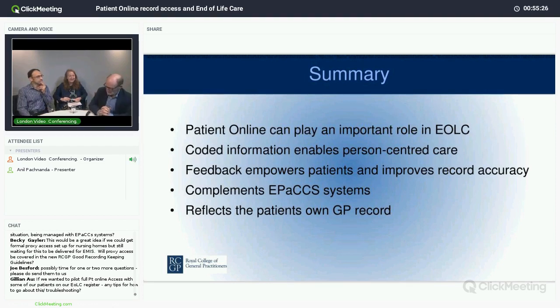Another question has just come in. We're running right to the wire here. If we wanted to pilot full patient online access with some of our patients on our end-of-life care register, any tips on how to go about this, troubleshooting? We're coming right to the end, so I'd say listen to the webinar again, read the guidance when it comes out, and I hope the guidance will give you enough information to do that with confidence.